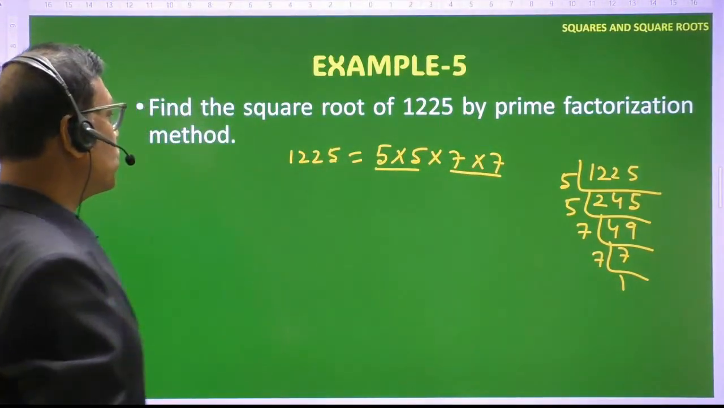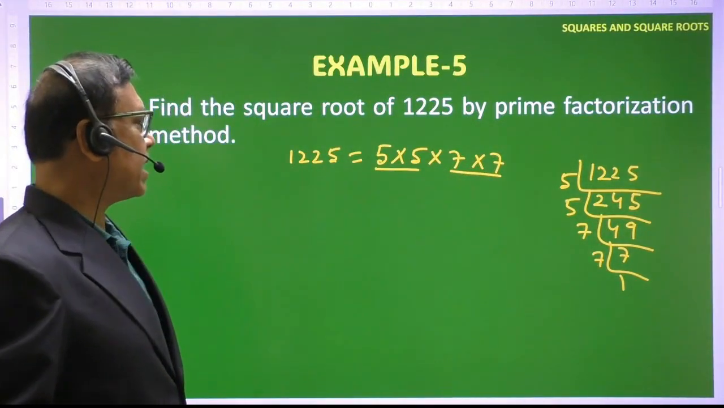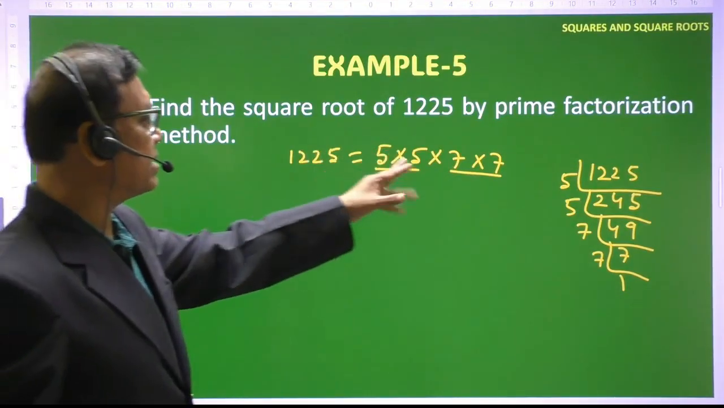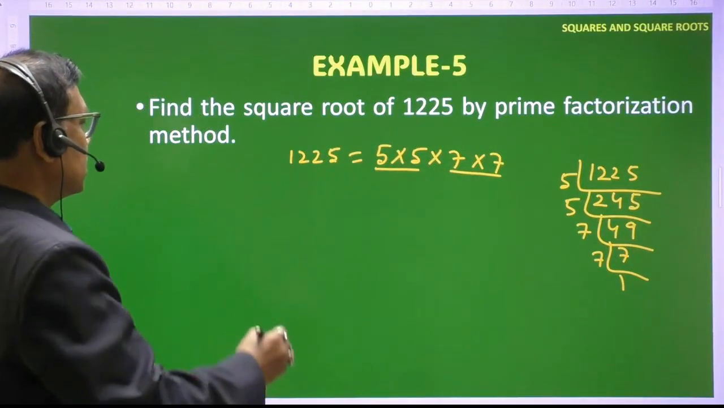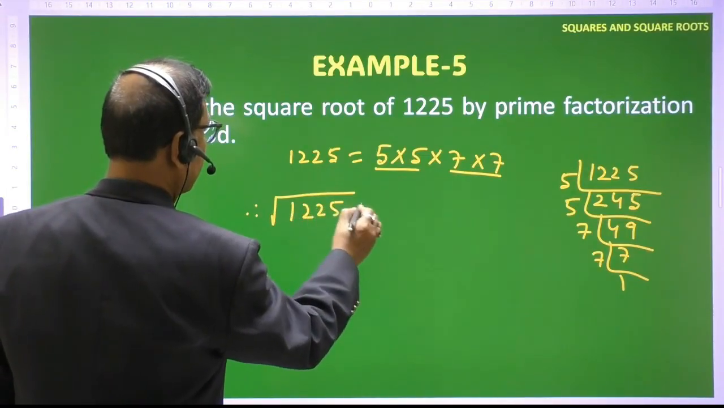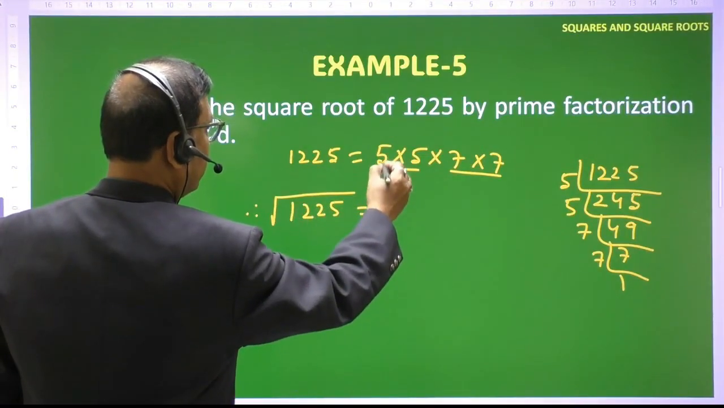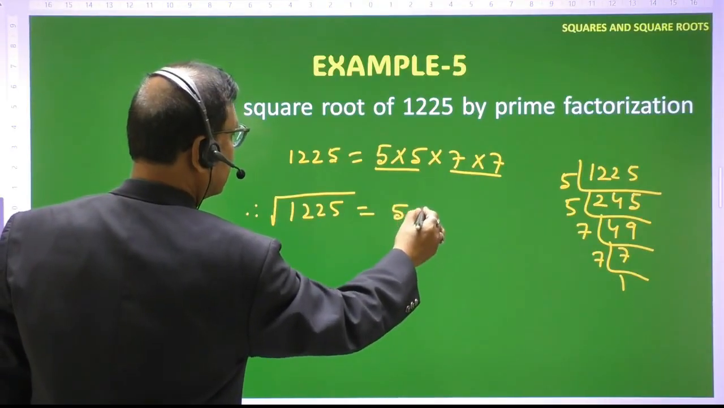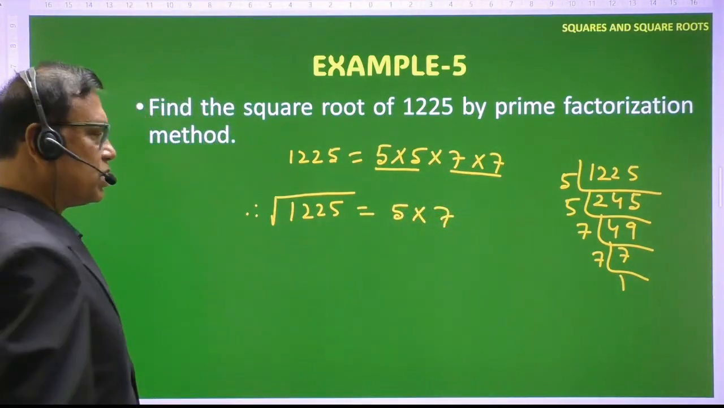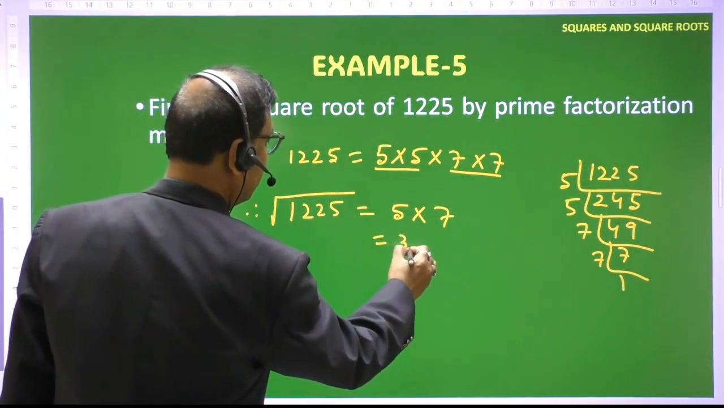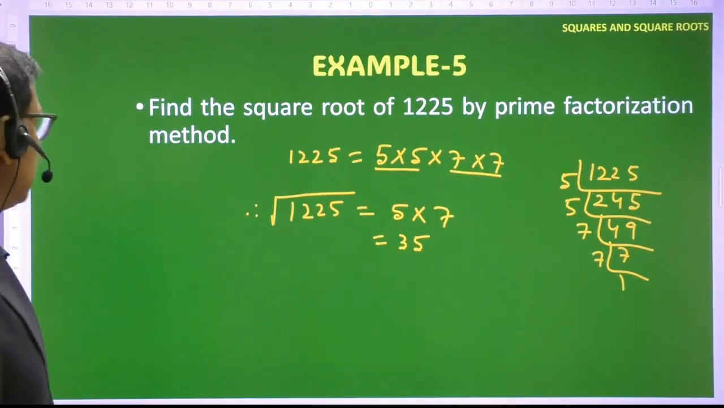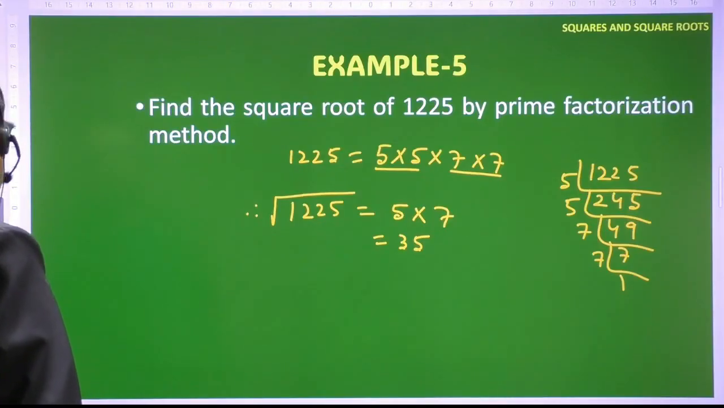We are making groups of identical prime factors in pair form, that is 5 into 5 one pair and 7 into 7 one pair. Therefore, the square root of 1225 is 5 from this pair into 7 from this pair, because we take one factor from each pair, so that means 35 is the final result. Clear? Now example 6.